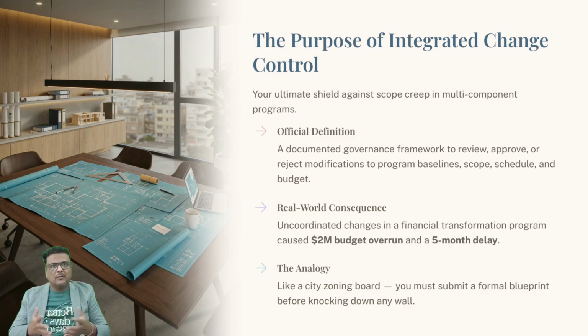You can't just knock down a wall or add an extra floor to your house whenever you feel like it. You have to submit a formal blueprint change request so engineers can check if your new room will cause the entire roof to collapse. Think of it like this.